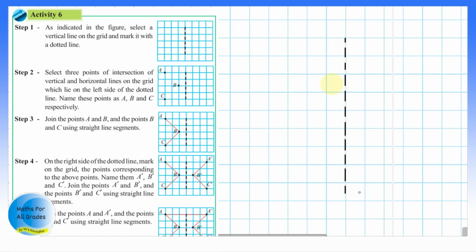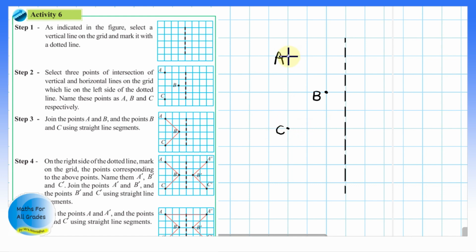Here I have drawn a vertical line. Point A is 3 squares away. 1, 2, 3. Point A is here. Point B is 2 squares below, 1, 2, and 1 square away. So point B is here. Point C is 4 squares below, 1, 2, 3, 4 and 3 squares away, 1, 2, 3. So it's here.